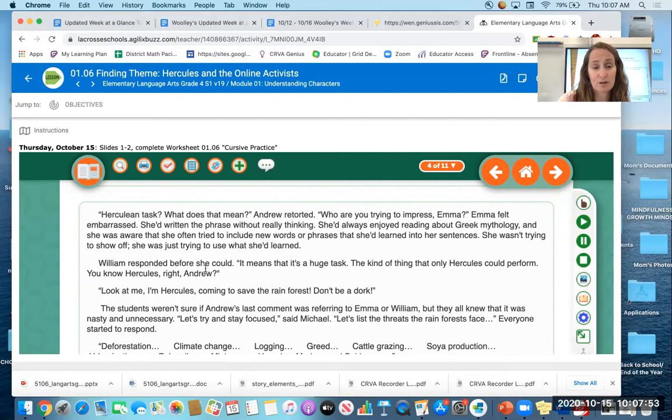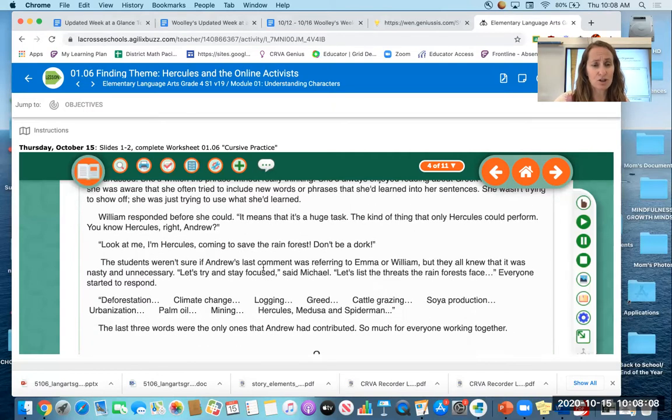William responded before she could. It means that it's a huge task, the kind of thing that only Hercules could perform. You know Hercules, right, Andrew? Look at me, I'm Hercules, coming to save the rainforest. Don't be a dork. The students weren't sure if Andrew's last comment was referring to Emma or William, but they all knew that it was nasty and unnecessary.